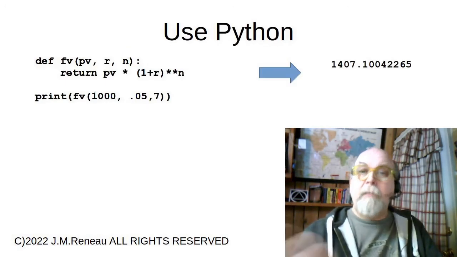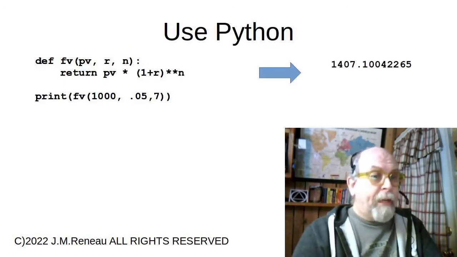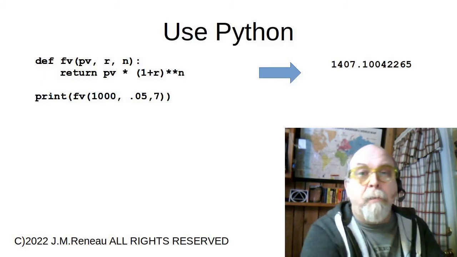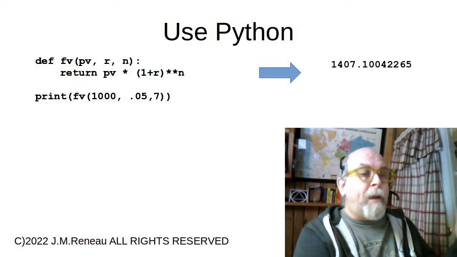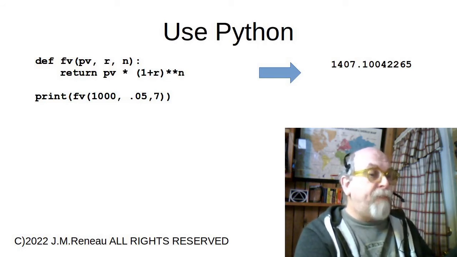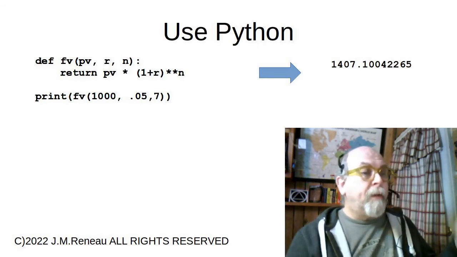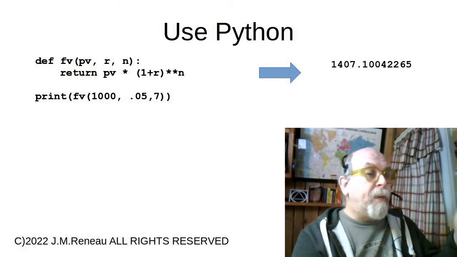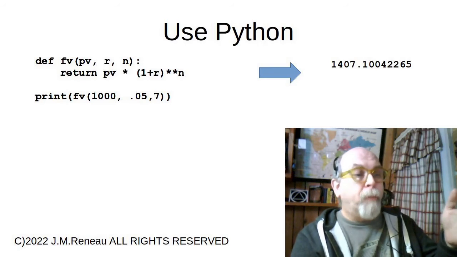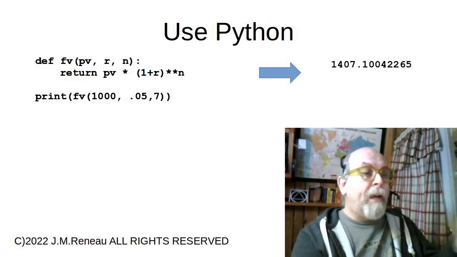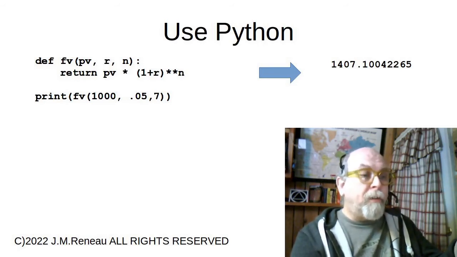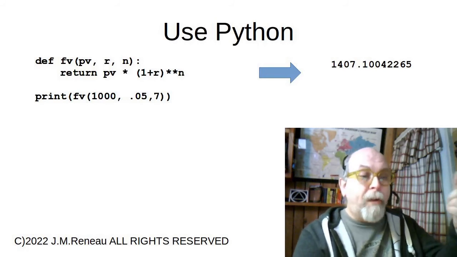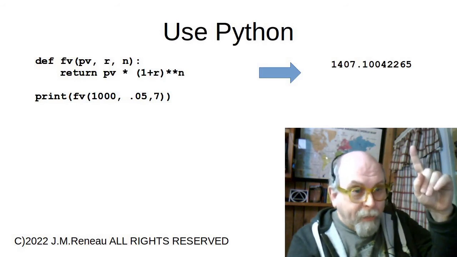In a third way of calculating it, pocket calculator versus spreadsheet, I'm using the Python computer programming language, and I've created a function called FV that takes 3 arguments: the present value, the rate of interest, and the number of periods. You see that it returns PV times 1 plus R to the nth power, and then down below you can see that I call the FV function with those 3 values, and it prints the correct answer right there.